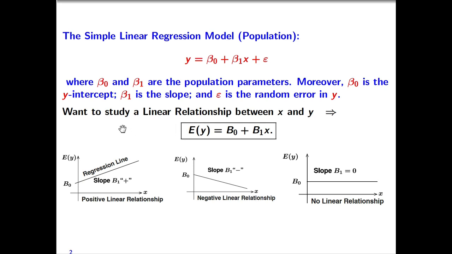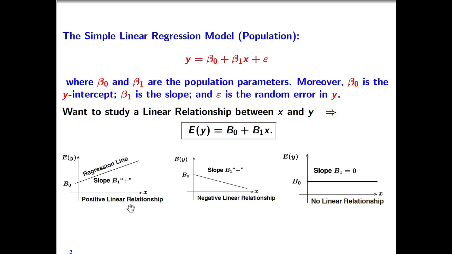We want to study a linear relationship between x and y for the population model, so we take the expected value of y to get rid of this epsilon. There's expected value of y equal to beta 0 plus beta 1x. And we have three cases of the linear relationship between x and y.